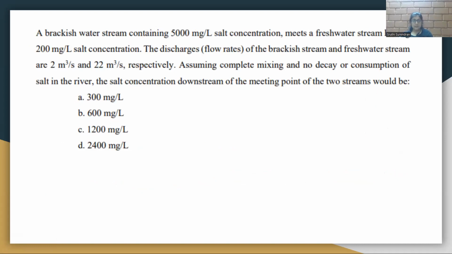Again, this is another question about concentration. A brackish water stream, which means it's saline water or salt mixed water, having this much concentration of salt is meeting a fresh water with 200 milligrams per liter of salt concentration. Discharge rates are given, complete mixing, and there's no salt going anywhere out. What will be the salt concentration at the downstream of this meeting point of the two types of water?